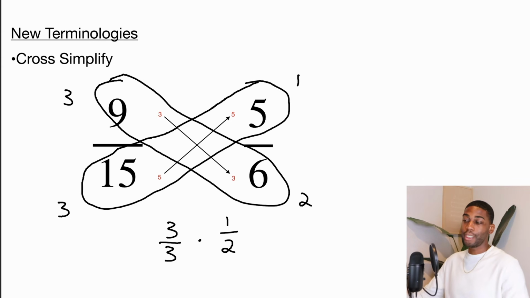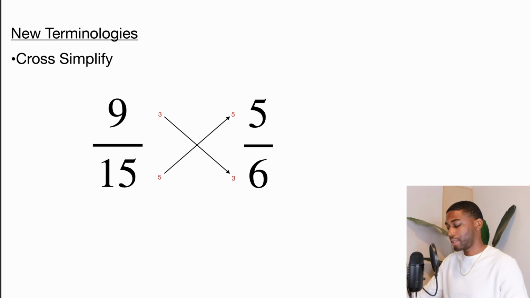And now it's so much easier to multiply 3 times 1 versus 9 times 5, or to multiply 3 times 2 versus multiplying 15 times 6. This is why I'm a firm believer of cross-simplifying your fraction before we even get into multiplying the fraction. If we didn't do this, then obviously we would have to multiply 15 times 6, and it becomes a big hassle.